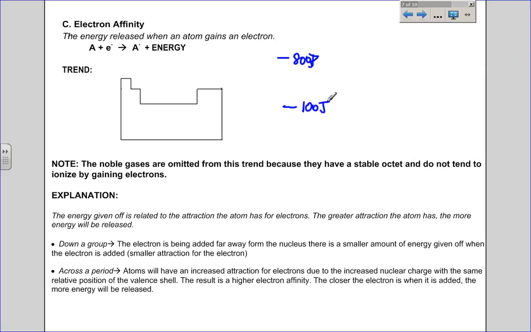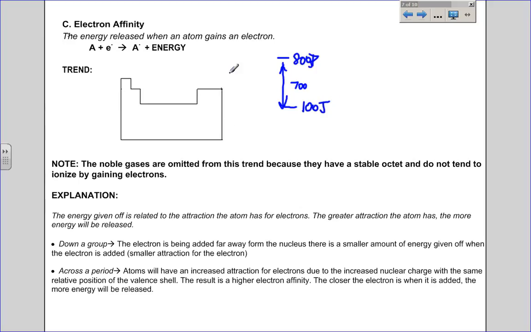So if we start with an electron at 800 joules and it gets captured by an atom and its energy is lowered to 100 joules because of that attraction, then there has been a release. There's all this excess energy that gets released, and that's 700 joules. So in thinking about this as a concept, the greater the attraction that the atom has for an electron, the more energy will be released, because the greater the reduction in the energy of the electron, the more energy is going to be released.